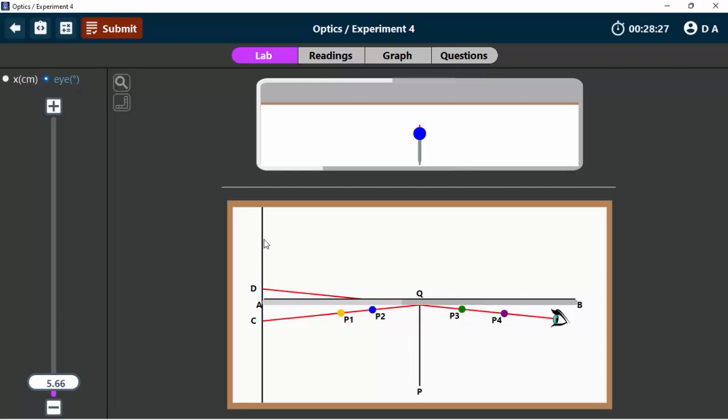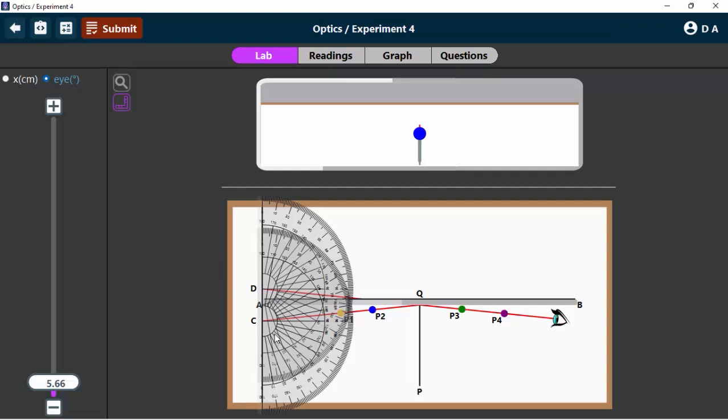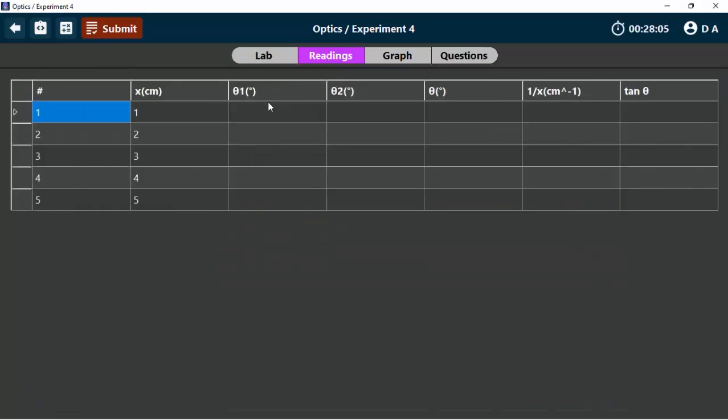So the next thing we want to do is to measure the angle at C and the angle at D. To do that, you position your protractor right there. Once you position your protractor at both points, you measure the angle. In this case, I'm going to quickly measure the angle and then move to the next reading.